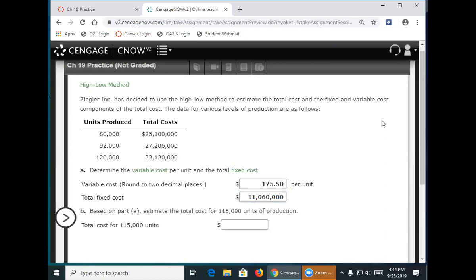We've calculated our fixed cost and our variable cost per unit. So if we had a production level that we wanted to calculate the total cost on, we could now. Because we know total cost equals the fixed of 11,060,000 plus variable cost per unit of 175.50 times the units produced.